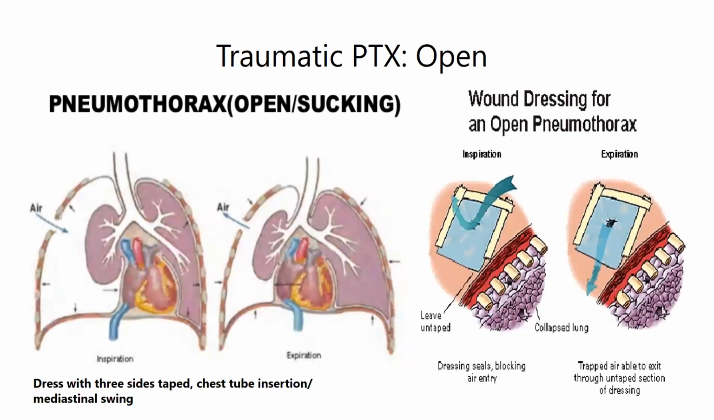Traumatic pneumothorax, or an open pneumothorax. A traumatic pneumothorax occurs when air escapes from a laceration in the lung. So you have a penetrating injury that tears open an area.